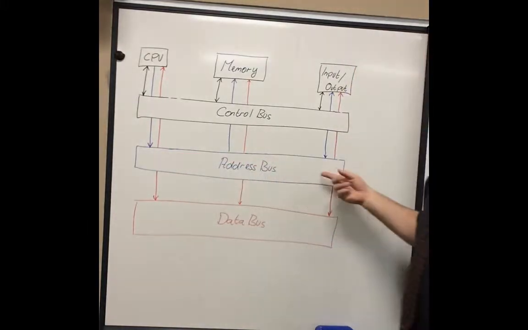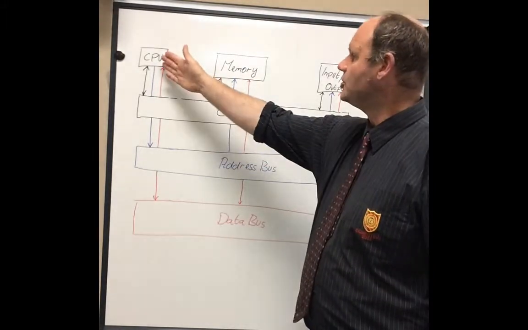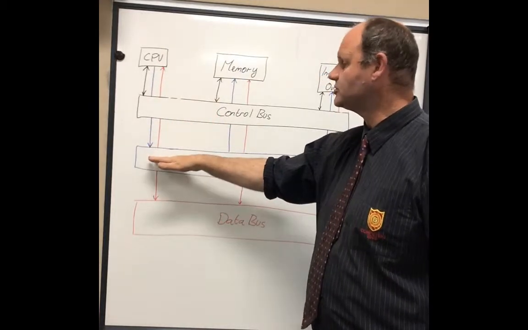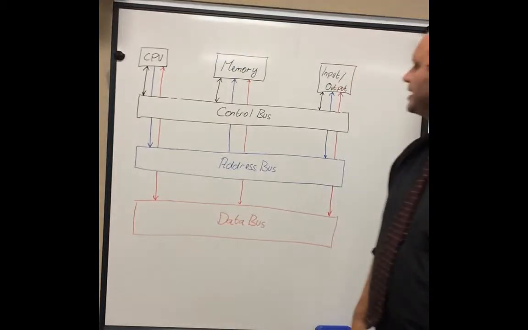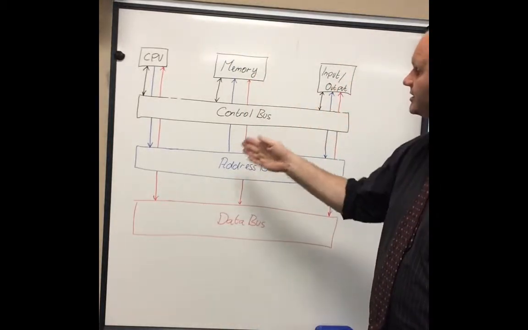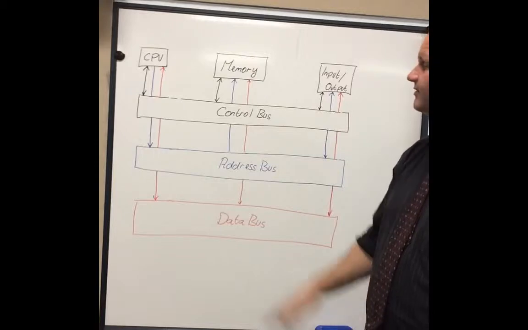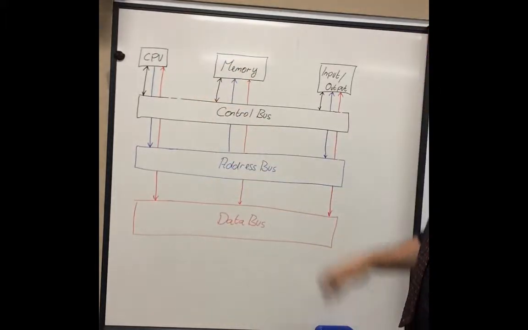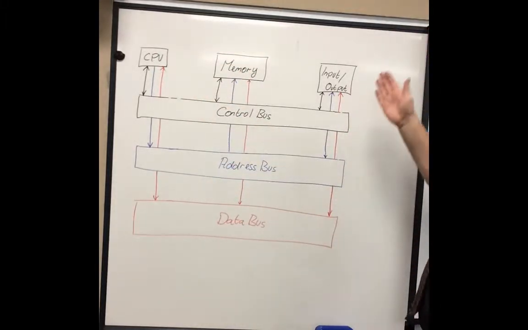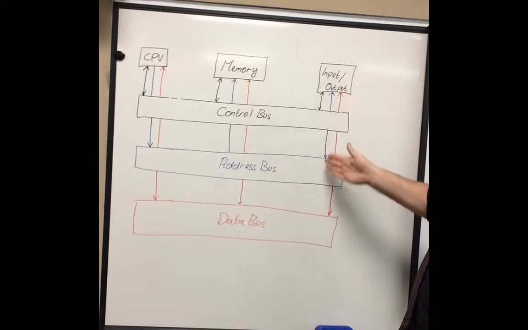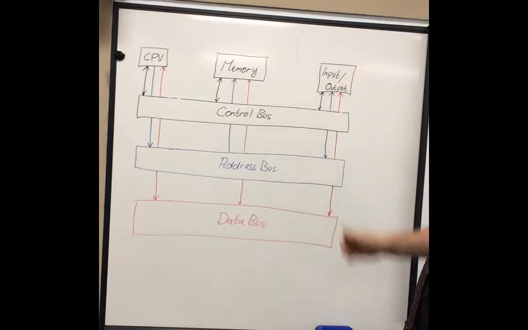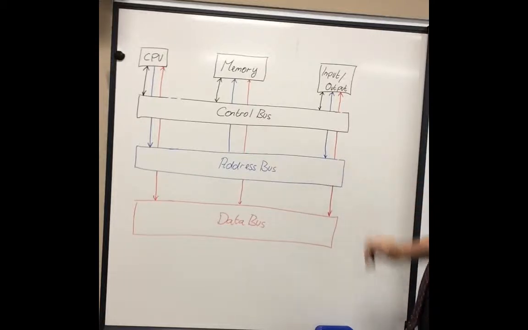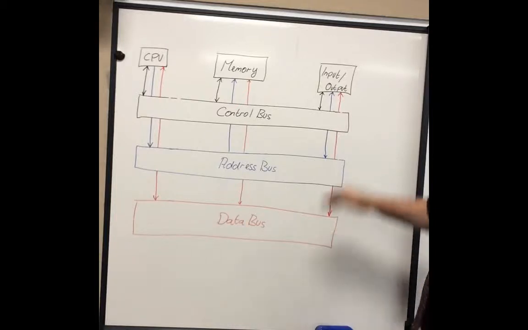When it comes to the address bus, the CPU will only write or send information to the address bus. The memory can only receive or read information from the address bus, and that's the really important bit. For inputs and outputs, they can read information from the address bus and write information to the address bus. And again, we will show you what features the address bus and what job that does, along with the control and the data bus.